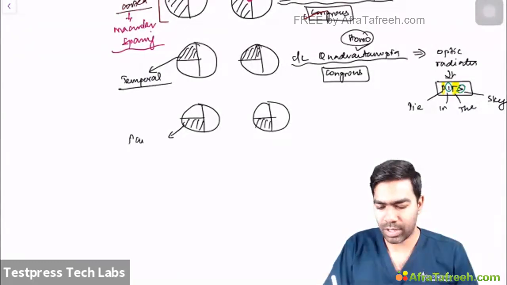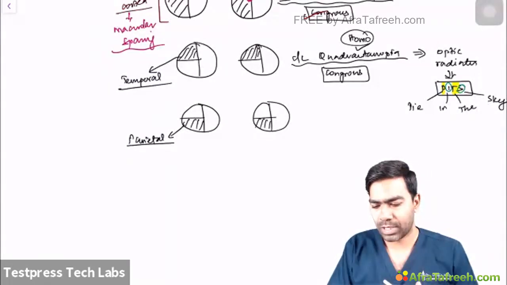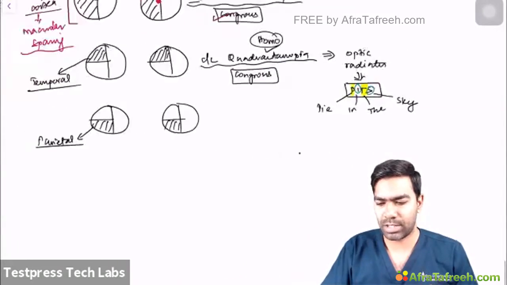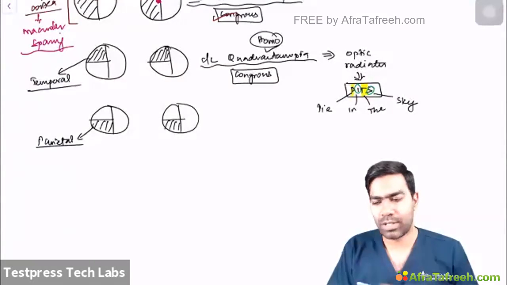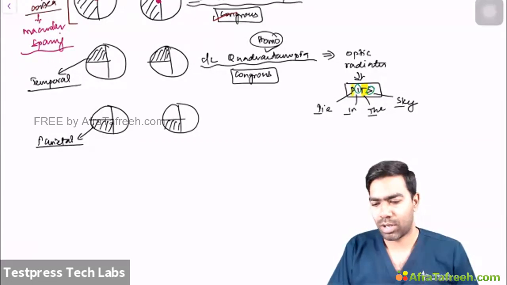So there must be superior fiber involvement in the optic radiation, in the parietal lobe. So it must be a lesion in the parietal lobe. You can remember it with the mnemonic called PITS, that's pie in the sky, is also fine. So parietal lobe means inferior vision loss and temporal lobe means superior quadrantanopia.